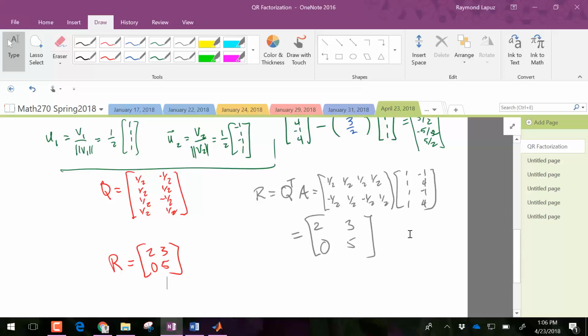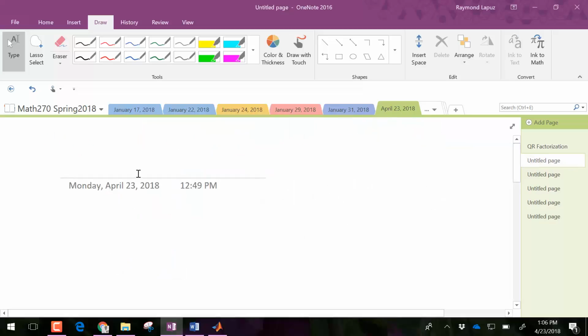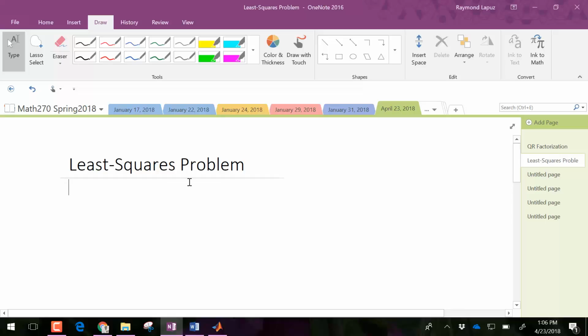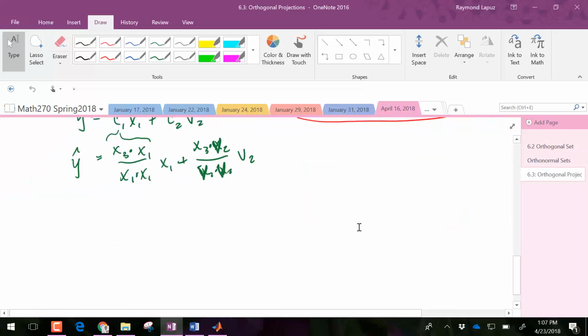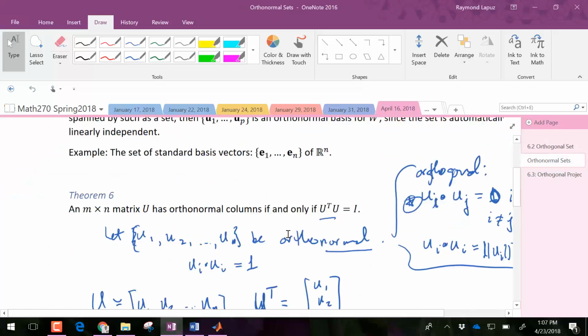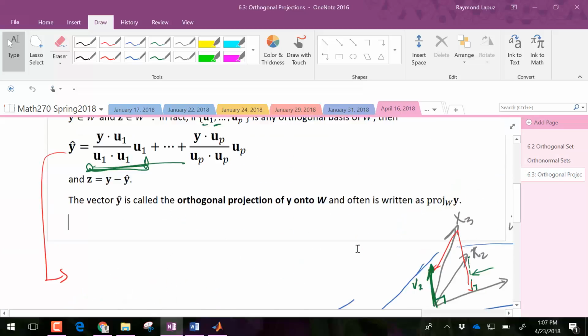Okay, so we're going to move on. We will use a little bit of the QR factorization when we go on to either this section or the next section. We're going to be talking about the least squares problem. Now for this, I want to see if I can remember how far back. We are moving on to 6.5, yes.